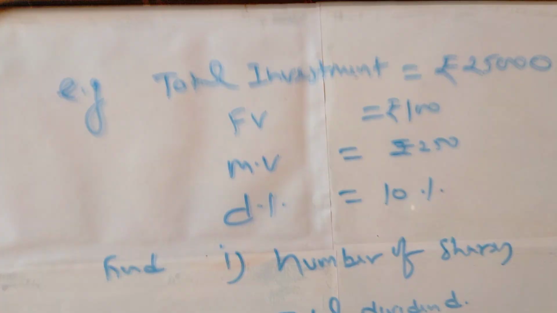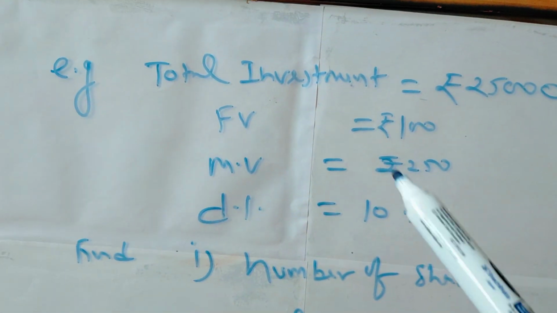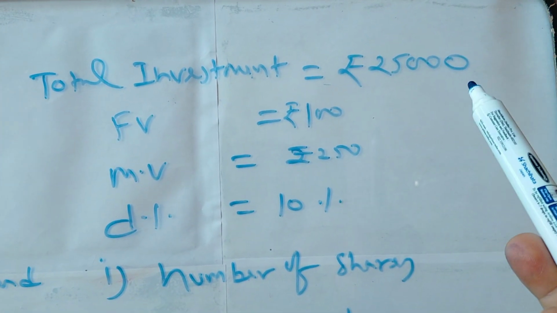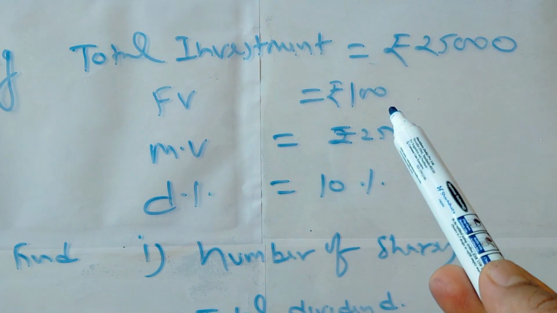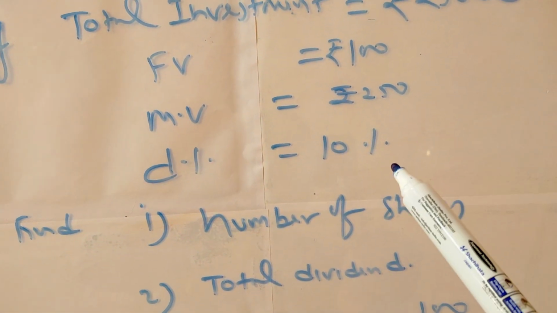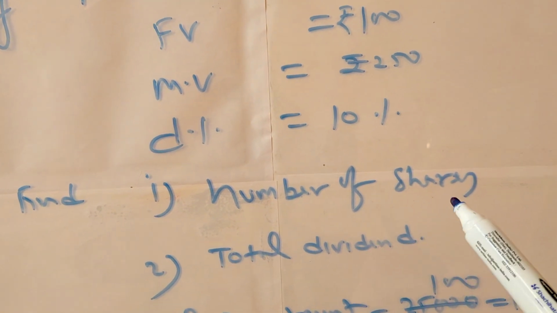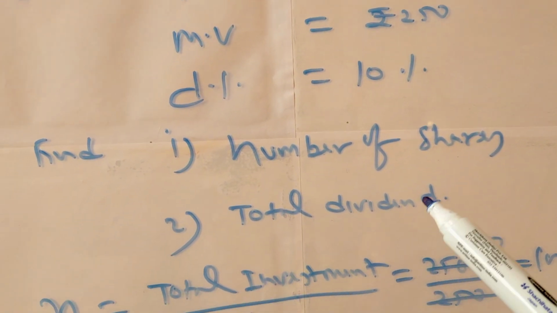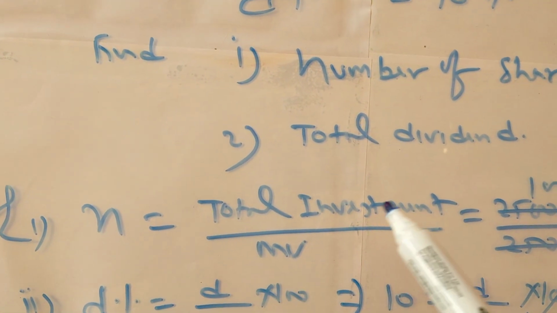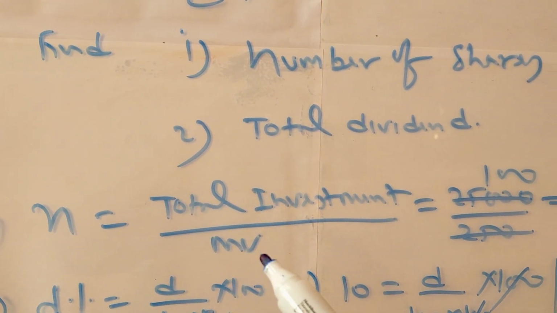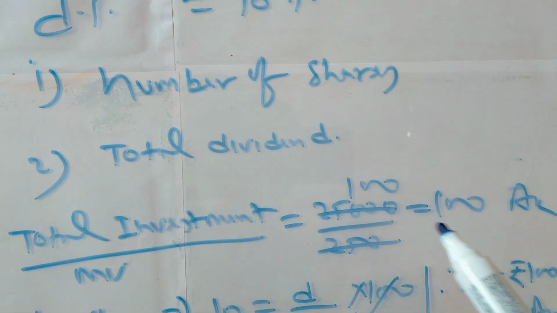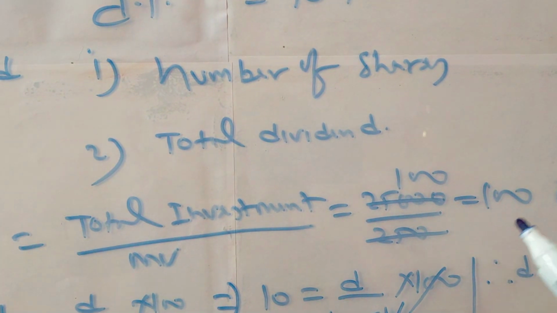Before starting the exercise, I want to discuss one general question, where the total investment, 25,000, is already given, the face value of one share is rupees 100, the market value of one share is 250, and dividend percent is already given. We have to find the number of shares, and second, the total dividend. In the first part, number of shares n is equal to total investment upon market value of one share. It is 25,000 divided by 250, so we get 100. So he will purchase a total of 100 shares.